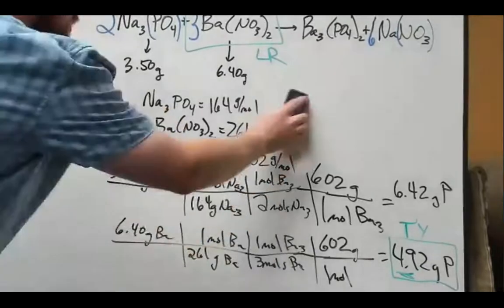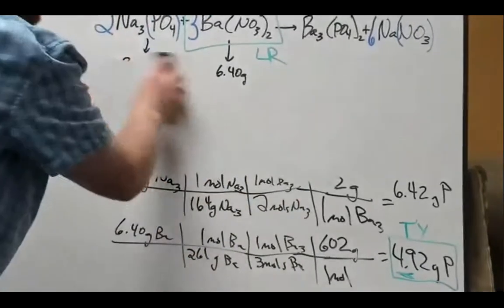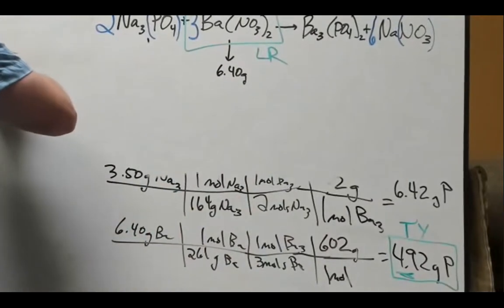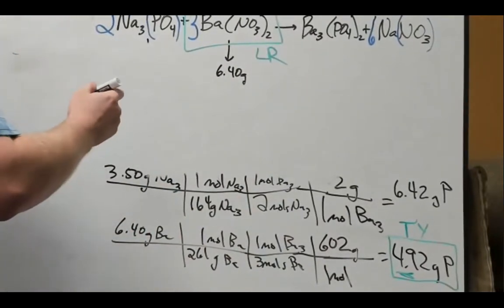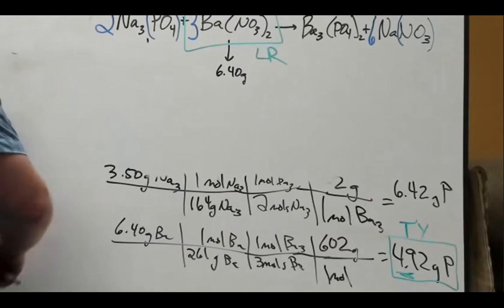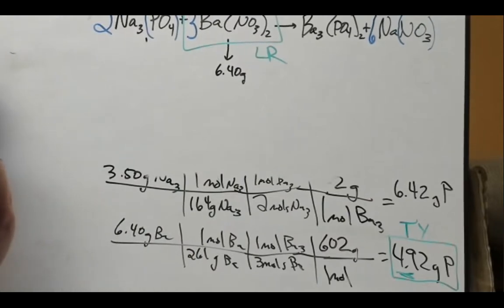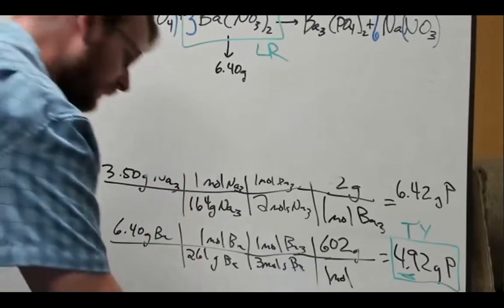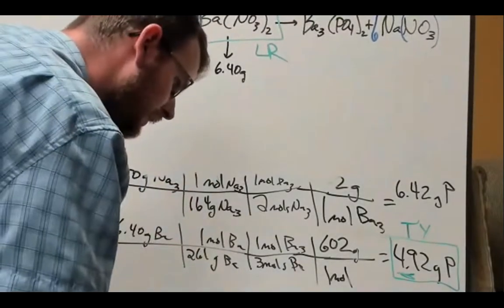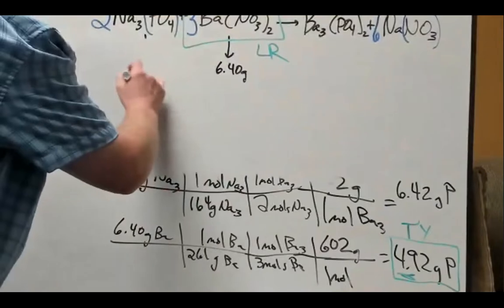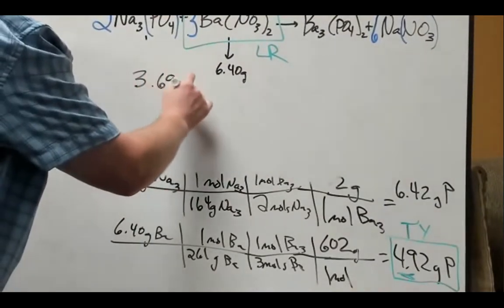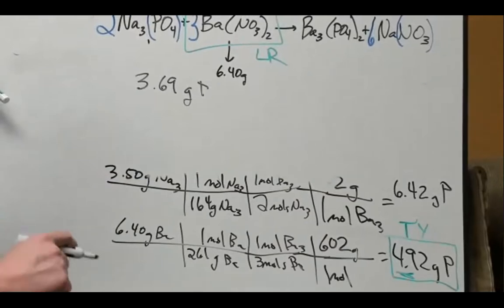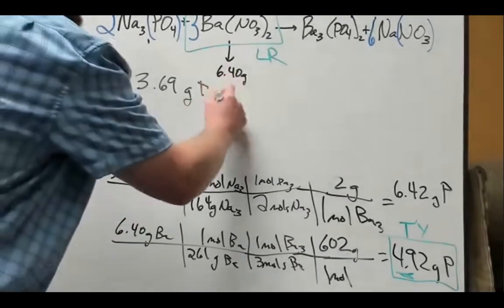Now let's say you go into the lab, and you actually find out that you produce 3.69 grams of product, right? So we produce in the lab 3.69 grams of product. So this is the actual yield.